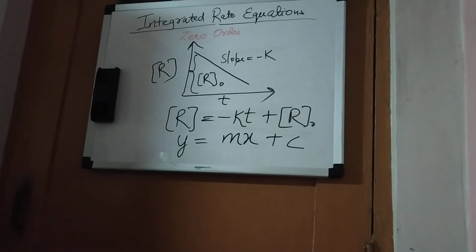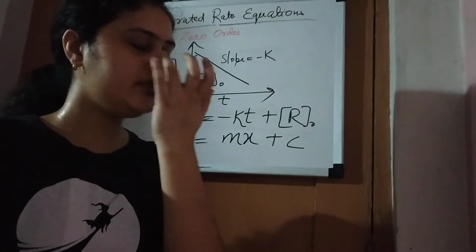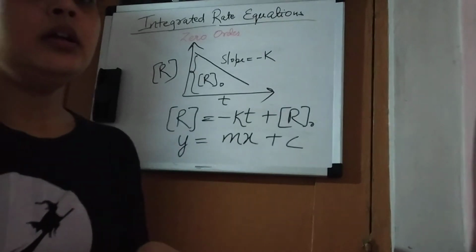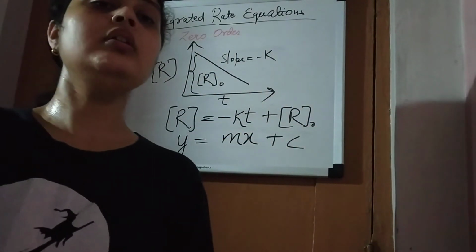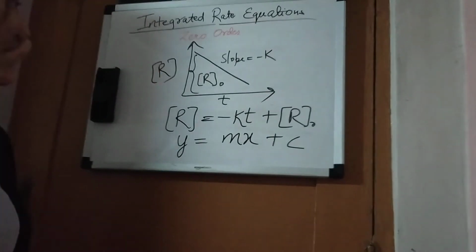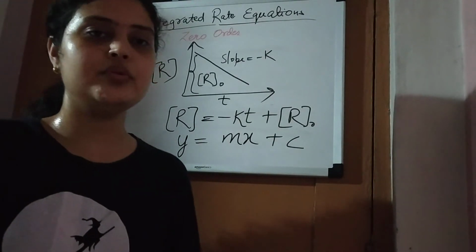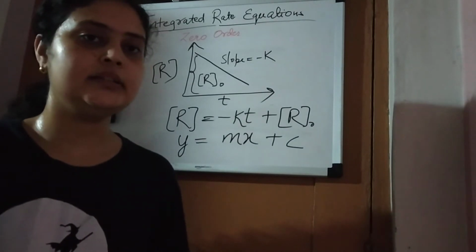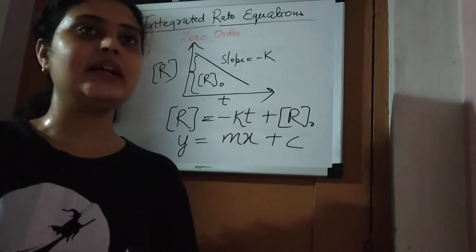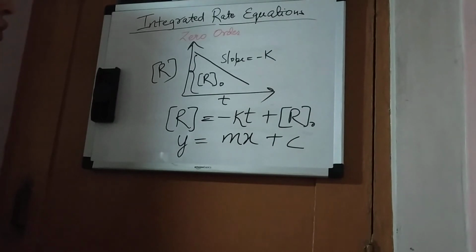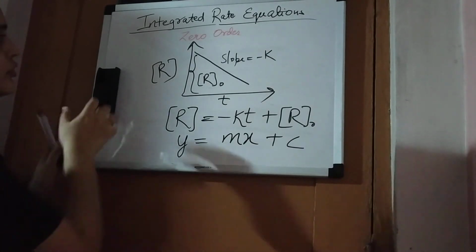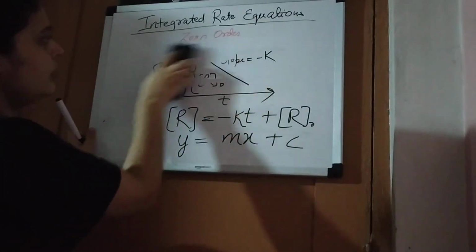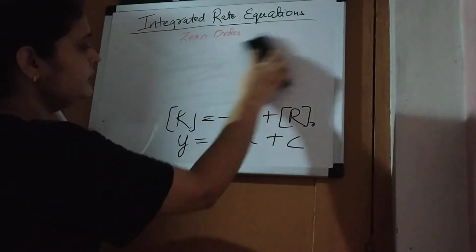Zero order reactions can be of many types, in which we use a catalyst so that the concentration of the reactant has no effect on the overall rate equation. An example of a zero order reaction is the decomposition of ammonia gas in the presence of platinum catalyst.